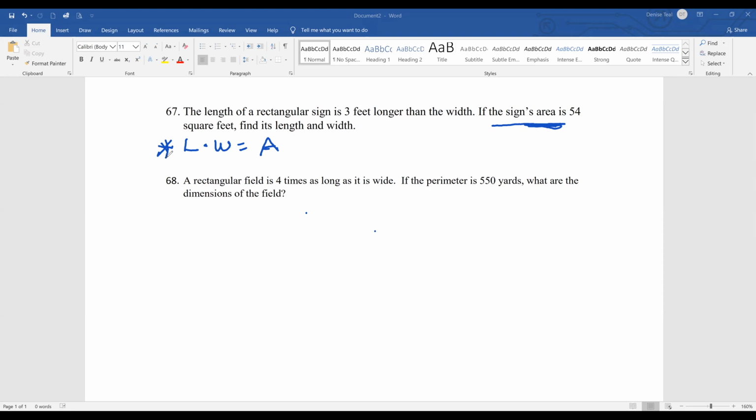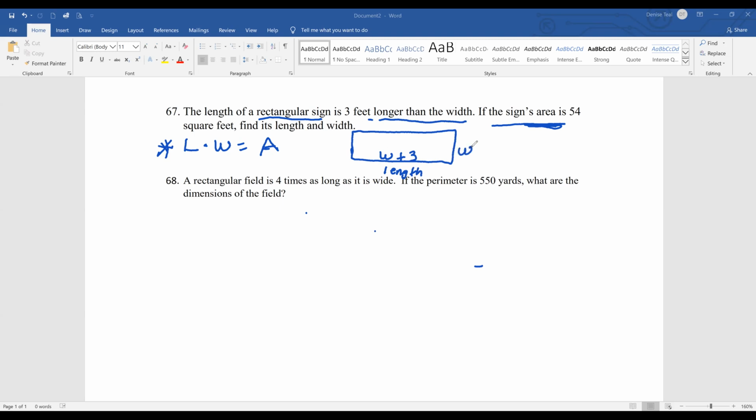All right, so let's look at a picture here. It says you have a rectangular sign. So let's just draw a rectangle here. You have a rectangle sign. This is the length. So we have the length here is 3 feet longer than its width. So this would be 3 feet longer than its width. So we can say that this is your W plus 3, because this is your length. It's 3 feet longer than its width.